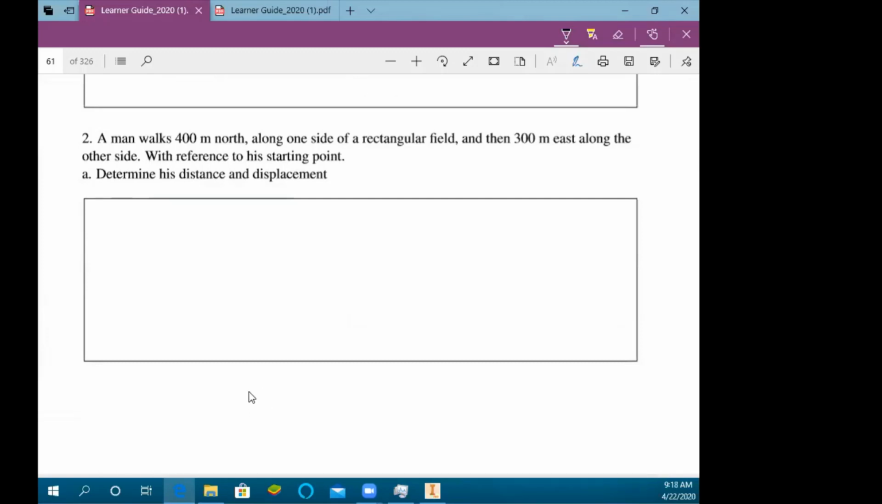A man walks 400 meters north along one side of a rectangular field and then 300 meters east along the other side. With reference to his starting point, determine his distance and the displacement. So a man walks 400 meters north. So starting at this point, he walks 400 meters north, right? Yes. This is 400. Along one side of the rectangular field, and then 300 east, right? 300 east, right? Along the other side.